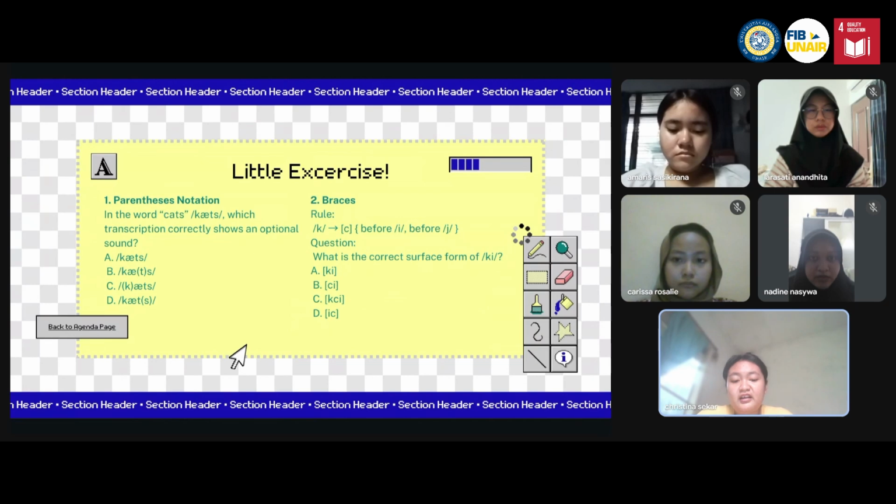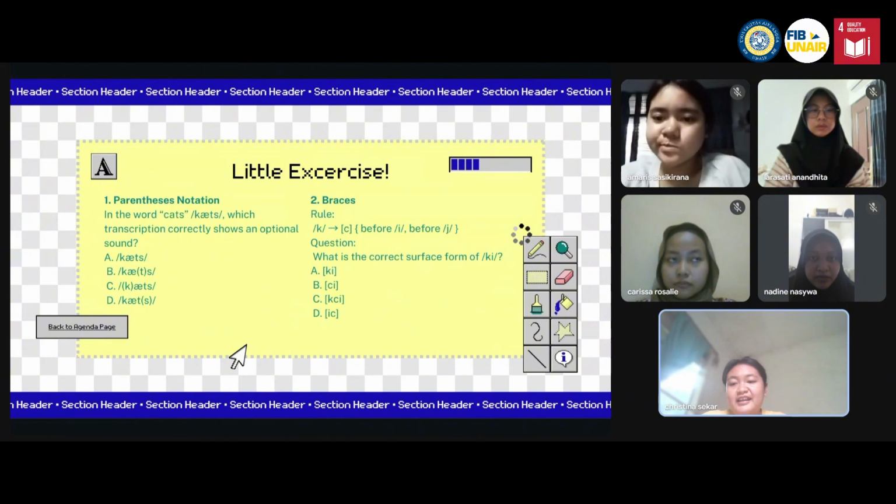So in fast or casual English, the T in cats is often not pronounced. So it's more like cat. So we write the T in the brackets to show that the T is optional.